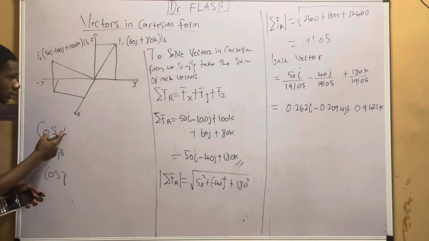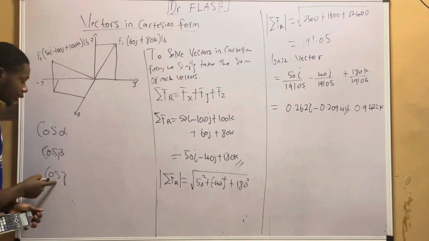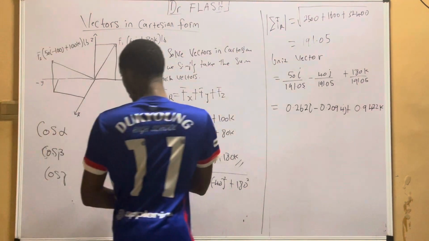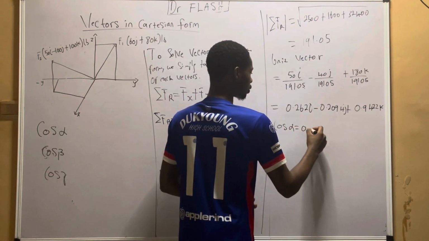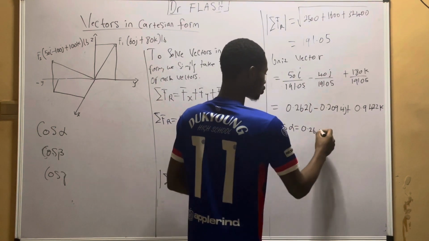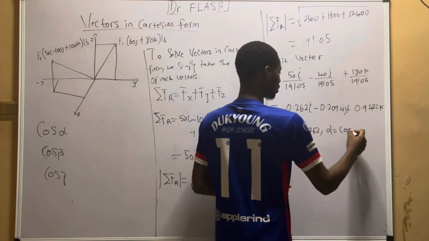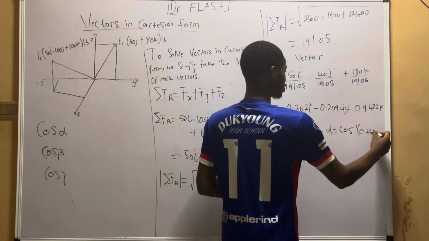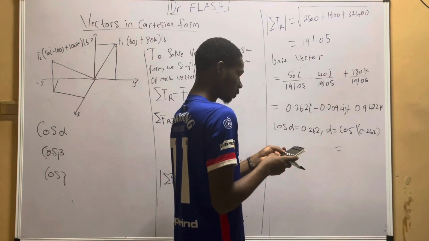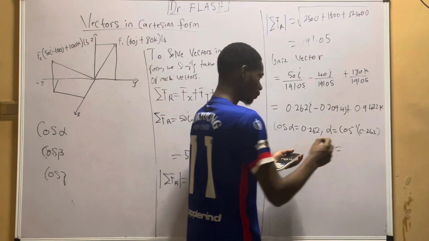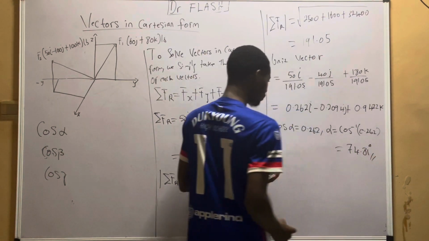So what we're going to do is equate the function for i, the one for j, and the one for k to the cosines, then we'll get our direction. So for the x-axis, we have cos alpha equals 0.262. So alpha is the cosine inverse of 0.262, which gives us 74.81 degrees. Okay, that's to the x-axis.